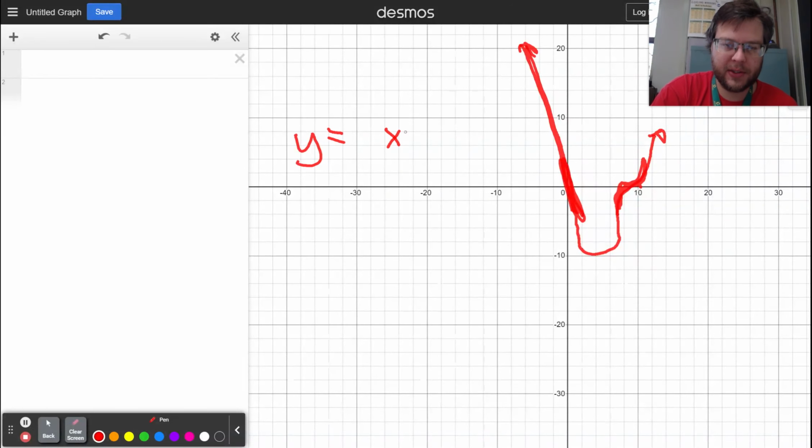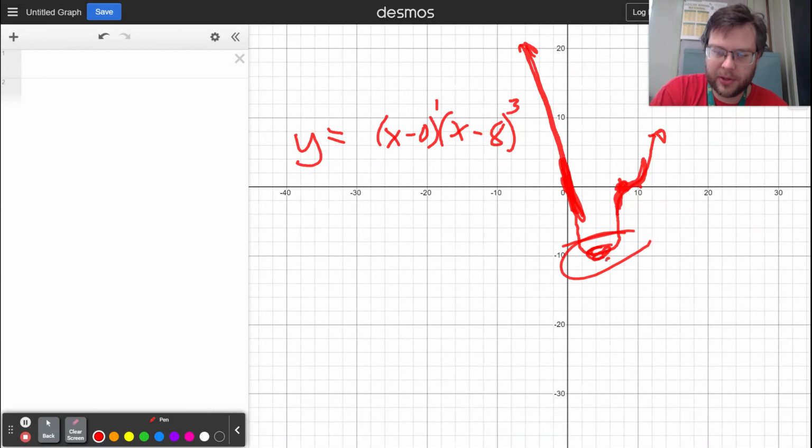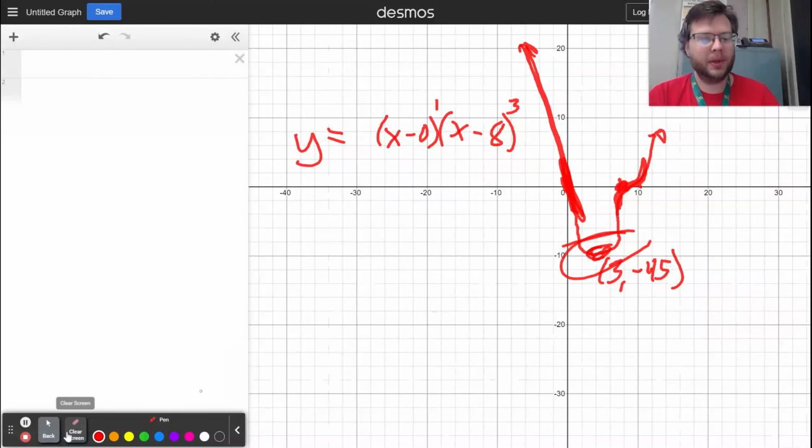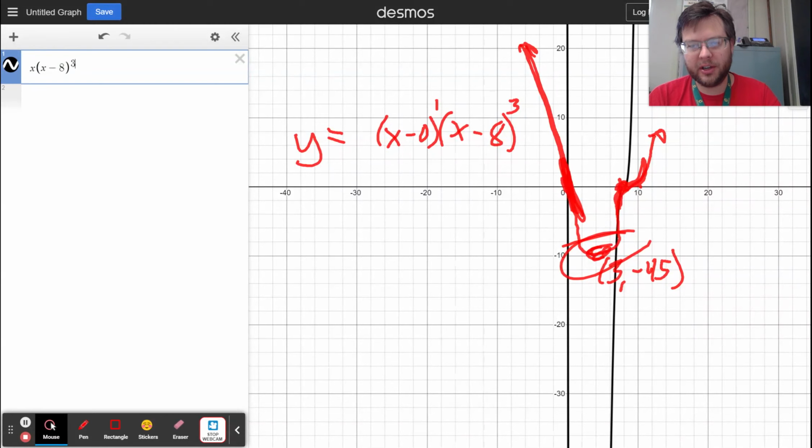So I can set up my equation already like this. It's x minus 0 to the first power because it touches 0 like a line. And then the drawing, it's labeled that this is 8 right there. It touches 8 like a cubic. The thing I don't know is how far down does it go? This part right here is a mystery. So it tells me that there's a point of 3 comma -45. If I just type in my equation, x times x minus 8 to the third power, it goes really far down.